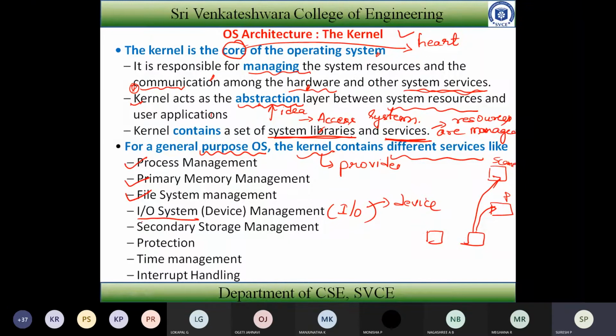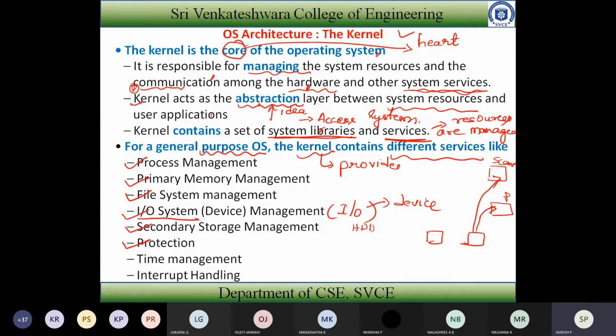Next, you are connecting your hard disk. Even the hard disk has to be managed, so it comes under secondary storage management. With all those things, the data has to be protected. Whatever data you have in your system has to be protected from time to time, so you should provide protection to your system. That is one of the services which your operating system provides.